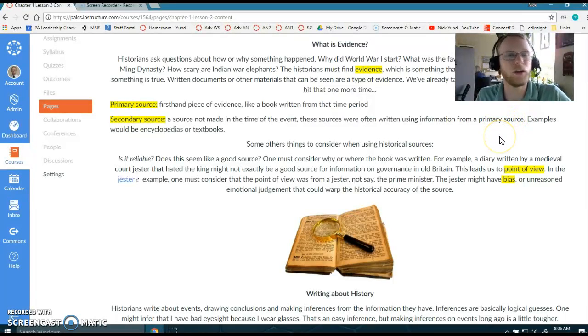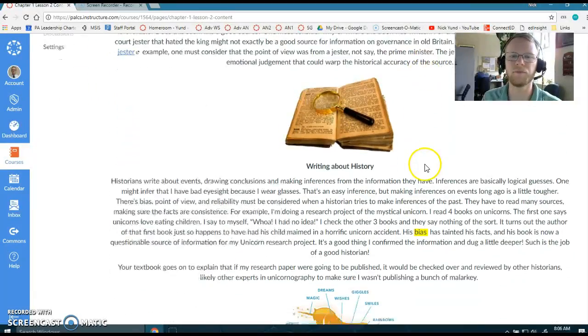This leads us to point of view. In the jester example, one must consider that the point of view was from the jester and not, say, the prime minister, which probably would have been a good point of view. The jester might have what's called bias, or unreasoned emotional judgment, that could warp the historical accuracy of that source. So you want to make sure that you've got the right person writing the source that you're using.